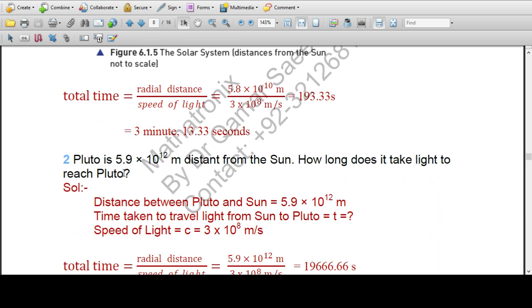Now Pluto is another planet which is 5.9 into 10 raised to power 12 meters distance from the Sun. How long does it take light to reach Pluto? We will do the same.